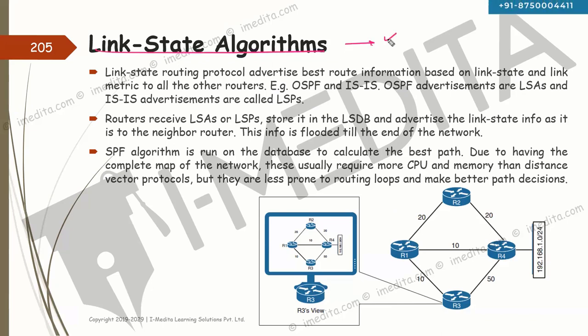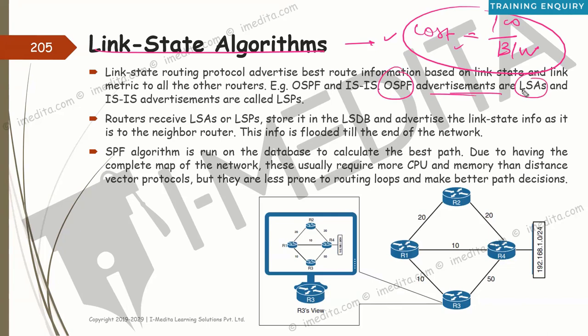Both decide their best path based on some parameters such as cost, which is dependent on the link bandwidth. In ISIS, there are some other metric parameters as well, but cost remains there too. So OSPF advertisements are referred to as LSA, link state advertisements, and ISIS advertisements are called LSP, link state path.